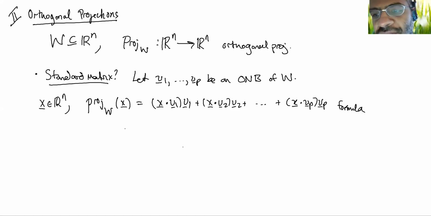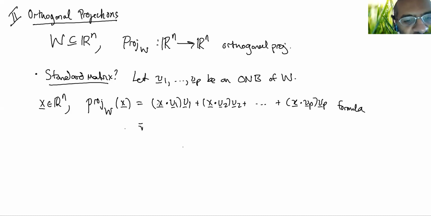But now I'm going to just rewrite this in matrix notation and see that it actually gives me a matrix that implements this projection, and therefore that has to be the standard matrix, right? Because the matrix is unique. So, what is this?